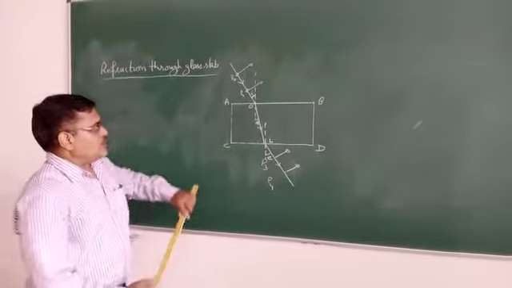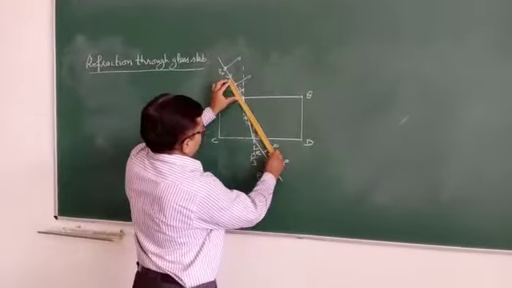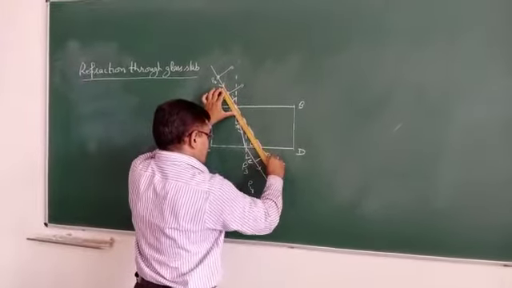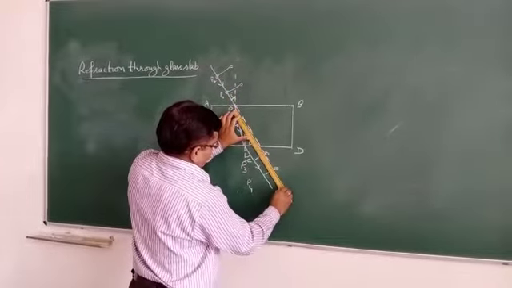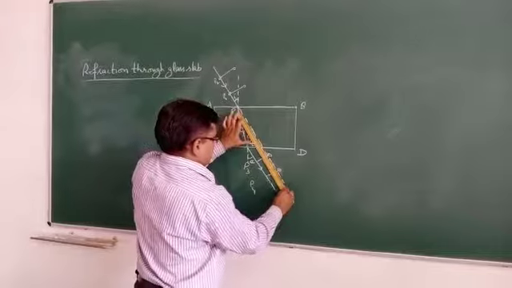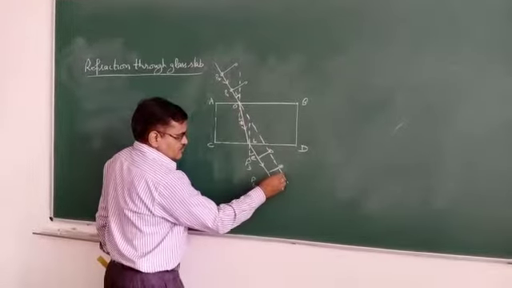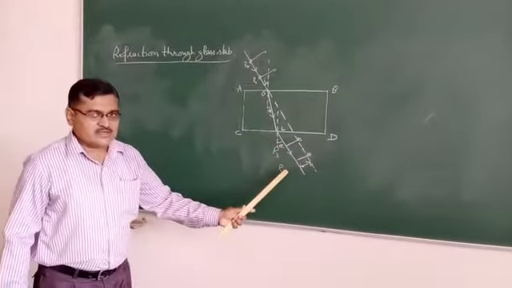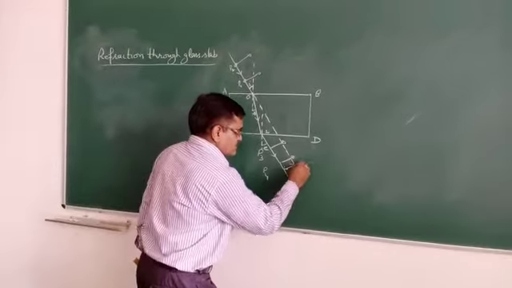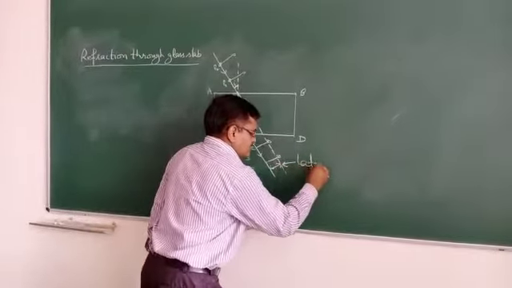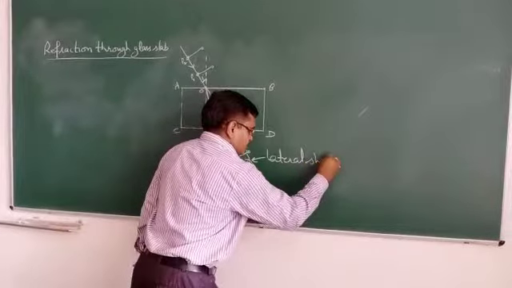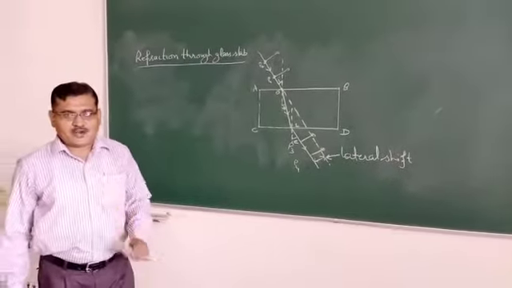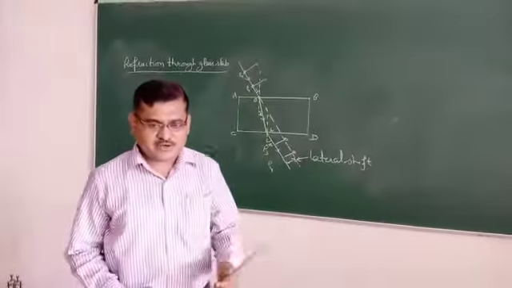And now if I extend the incident ray like this, then some gap is introduced here. Means between the extended incident ray and the emergent ray, there is a gap, and this gap is known as lateral shift. In other words you can say it is lateral displacement. Now practically I am showing you how it can be done. Let us see.